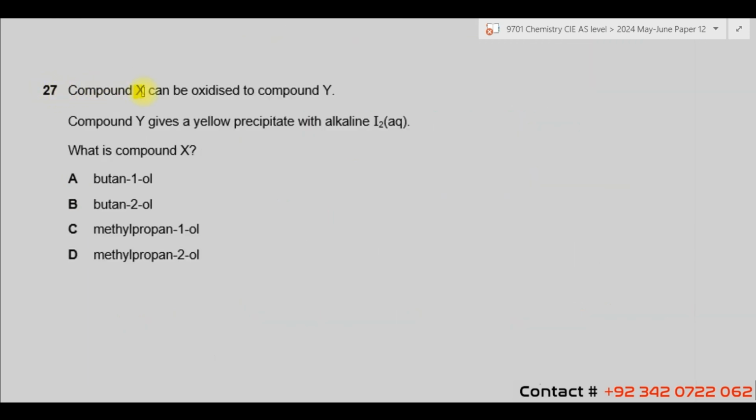Question 27. Compound X can be oxidized to compound Y. Compound Y then gives a yellow precipitate with alkaline aqueous iodine. What is compound X? We have butan-1-ol, butan-2-ol. So in butan-1-ol we have 4 carbons, and 1-ol means that OH is present on the corner carbon. This is a primary alcohol. So let's oxidize it first. Primary alcohol oxidizes to aldehyde and then to carboxylic acid.